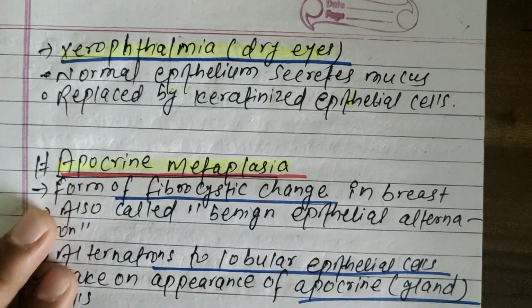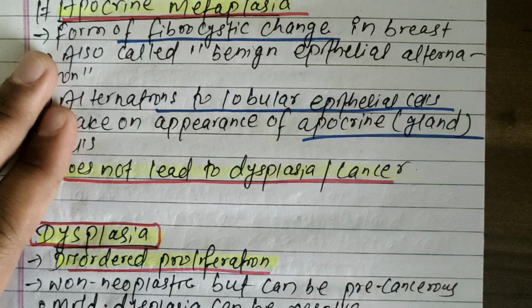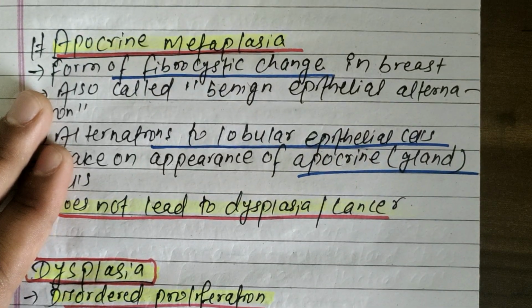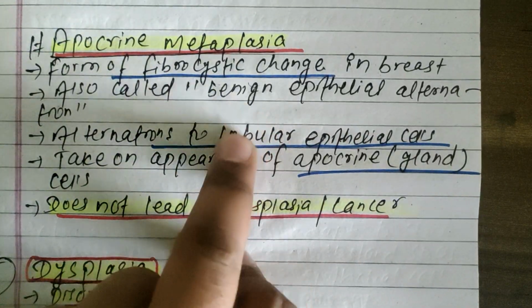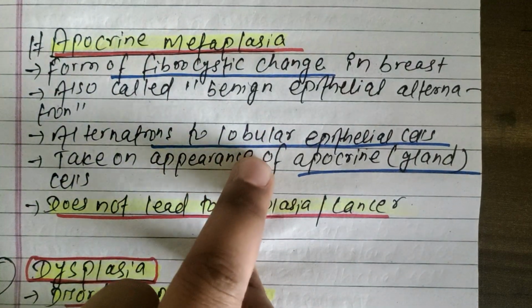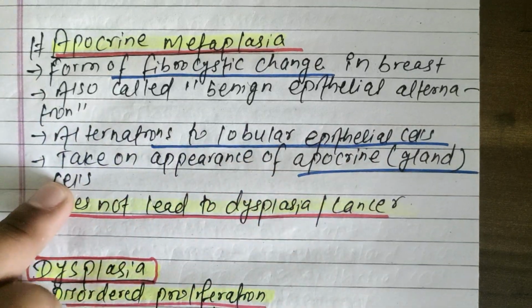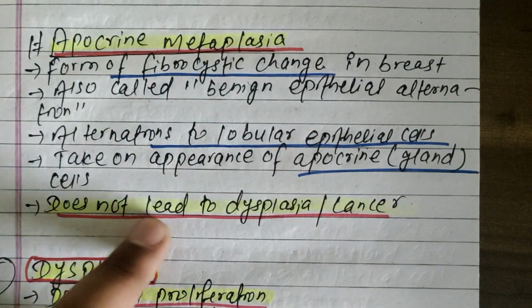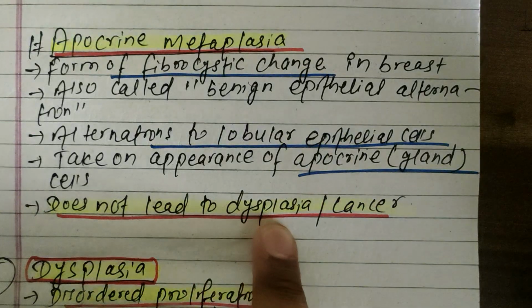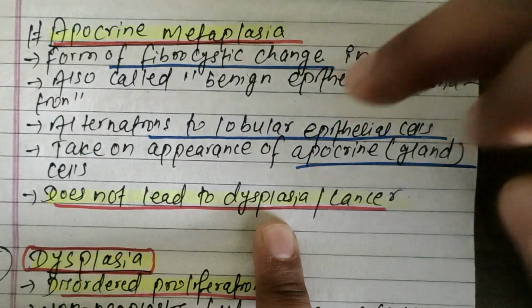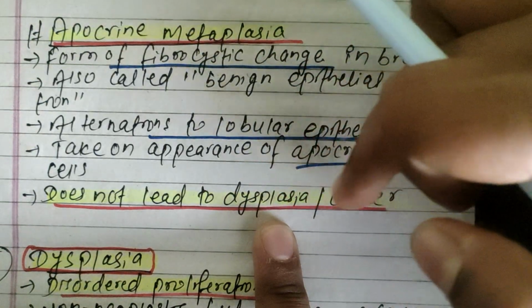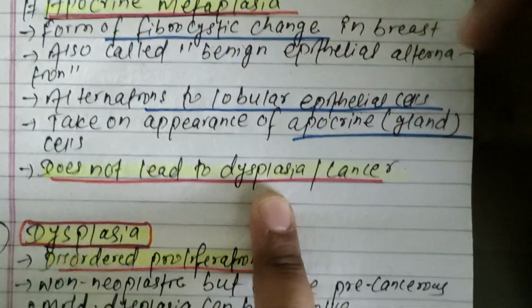of vitamin A. Now let's discuss apocrine metaplasia. This is a form of fibrocystic change in the breast, also called benign epithelial alteration. There are alterations to the lobular epithelial cells, which take on the appearance of apocrine glands. It does not lead to dysplasia or cancer. Similarly, benign prostatic hyperplasia was a hyperplasia that does not lead to dysplasia or cancer, and apocrine metaplasia is a metaplasia that does not lead to dysplasia or cancer.